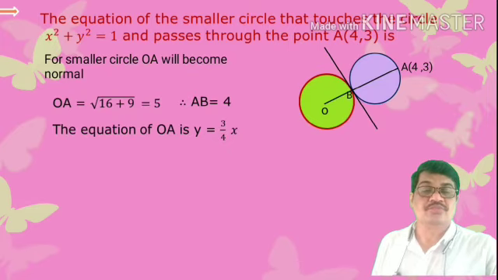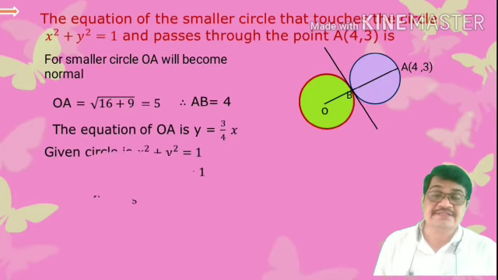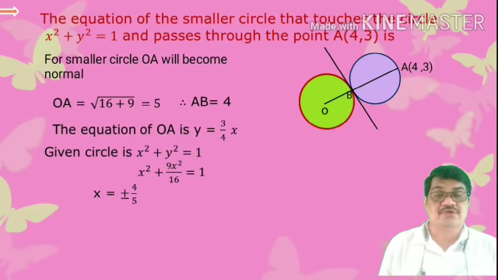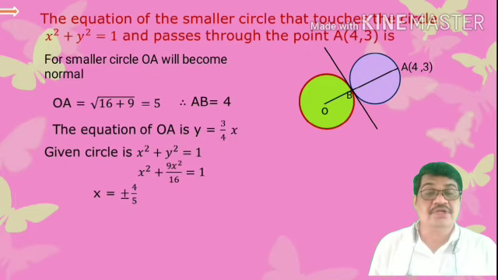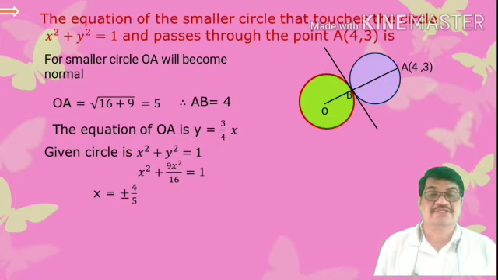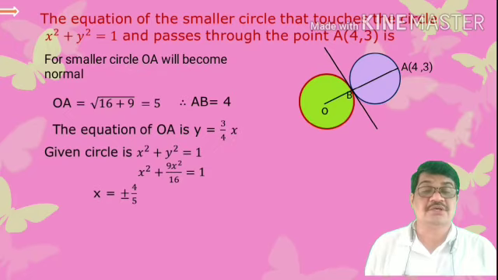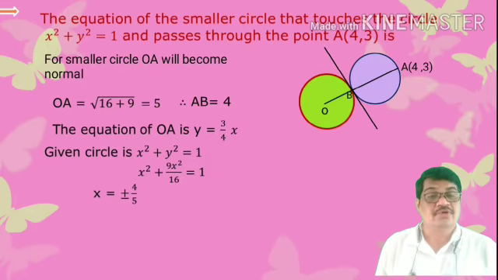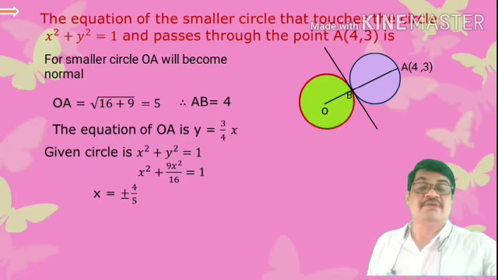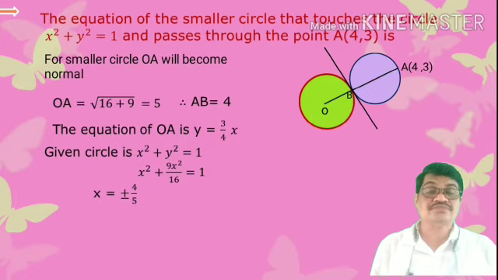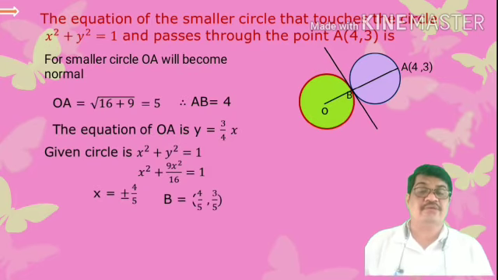Next, the given circle is x square plus y square is equal to 1. We have to substitute y = 3/4 x in this equation. Then we are getting x square plus (3/4 x) whole square, that is 9x square by 16, is equal to 1. From that we are getting x is equal to plus or minus 4/5.